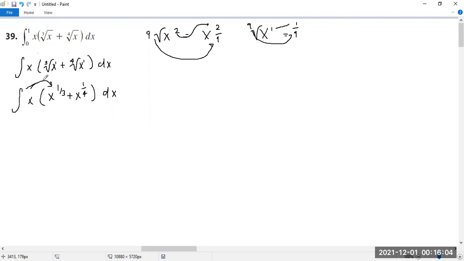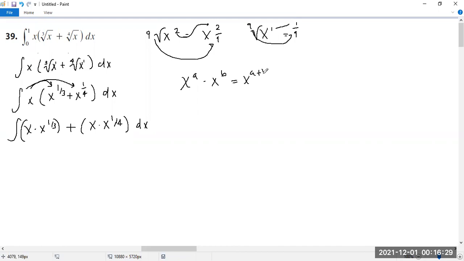And I'll go ahead and distribute this so it's like an even polynomial. So I'll do x times x to the 1/3, and I'm still just rewriting the integral. I'm not actually taking the integral yet. So I'm doing x times x to the 1/3 plus x times x to the 1/4, dx. So the rule is, if you're doing x to the a times x to the b, this is equal to x to the a plus b.